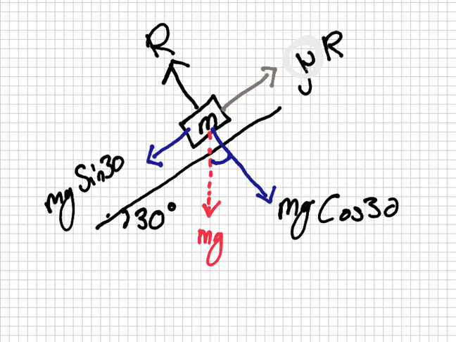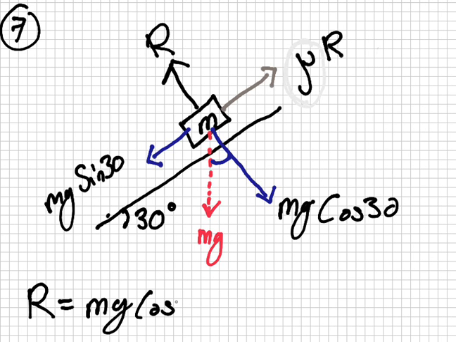Is that number 7? Yes. Okay. So, I can make some equations here. So how do I know that they're looking for mu? That's called the coefficient of friction. Now, we know the R equals the mg cos 30.